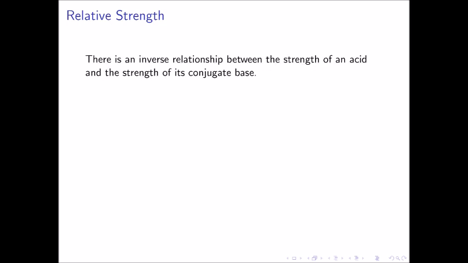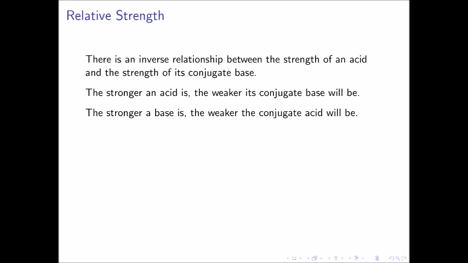There is an inverse relationship between the strength of any acid and its conjugate base. The stronger an acid is, the weaker its conjugate base will be. Likewise, the stronger a base is, the weaker its conjugate acid will be. The conjugate of any weak species will always itself be a weak species. A weak acid will have a weak base for a conjugate, and vice versa.